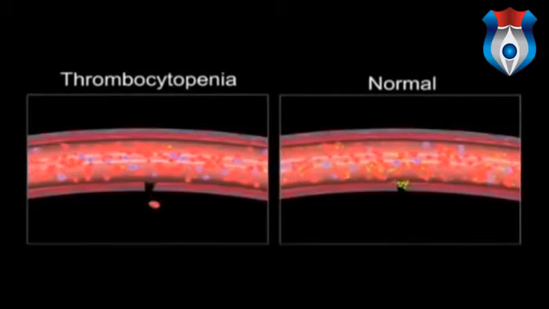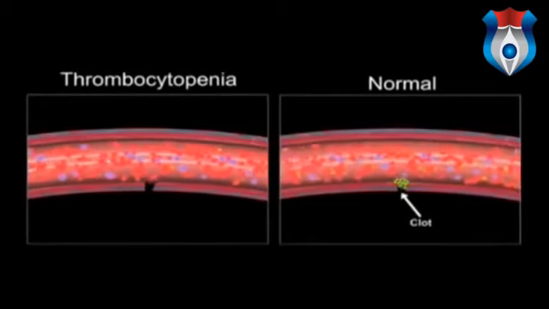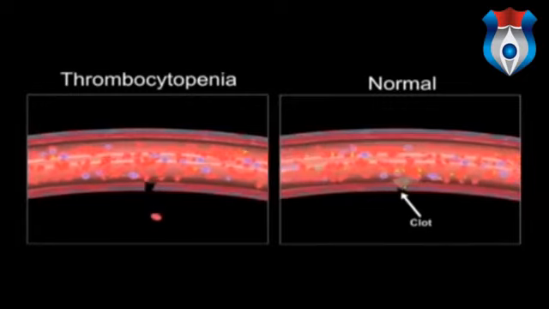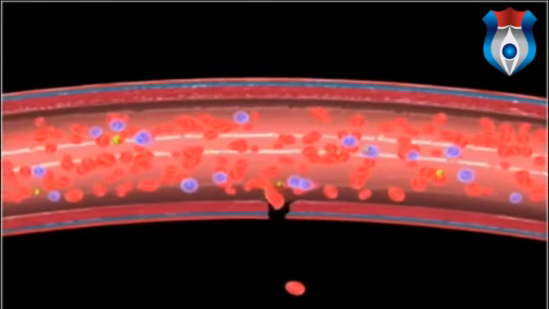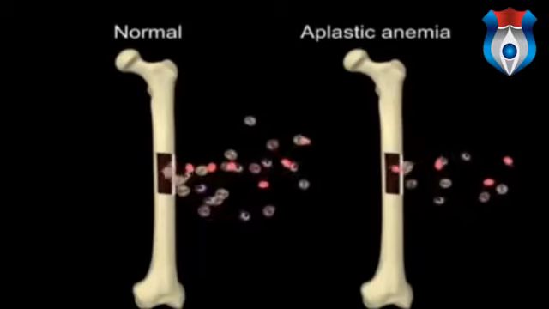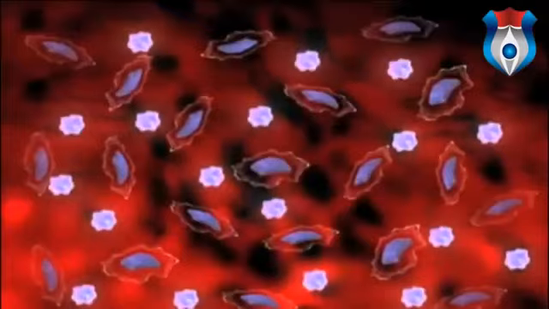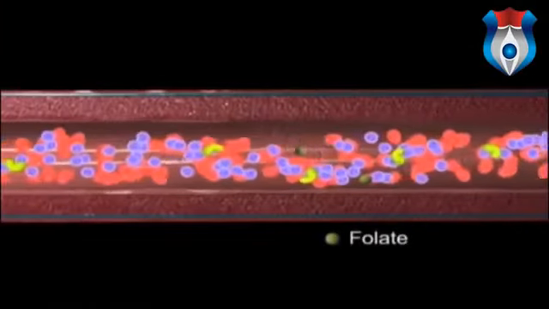Thrombocytopenia. Thrombocytopenia refers to an abnormally low level of platelets, the blood cells that are important for clot formation. Thrombocytopenia leads to abnormal bleeding because of low production of platelets in certain conditions, such as aplastic anemia, bone marrow cancer, cirrhosis, and folate deficiency.